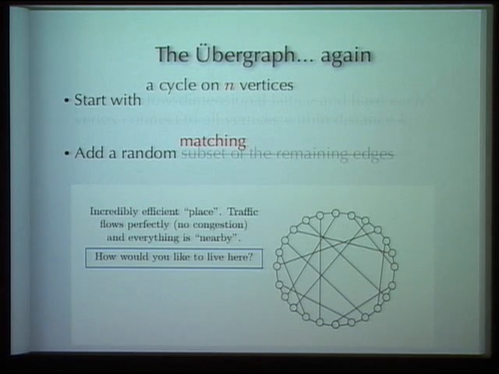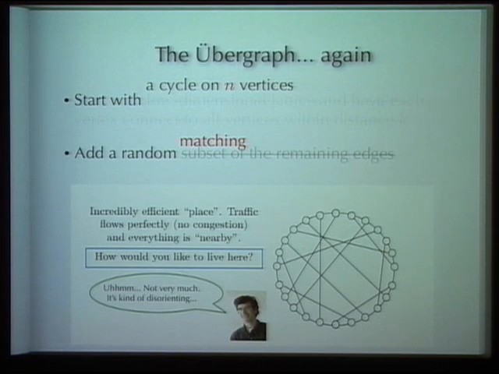So we said that a random three regular graph is an incredibly efficient place to be. Traffic flows perfectly, there's no congestion. Pretty much everything is nearby, the diameter is log n. So if you think of it as a place, you could say, well, how would you like to live there? And if you're from a small town like Ithaca, you can find this high-dimensional beast a very disorienting place. You can say, okay, maybe everything is nearby, but how am I going to be able to find these short paths?